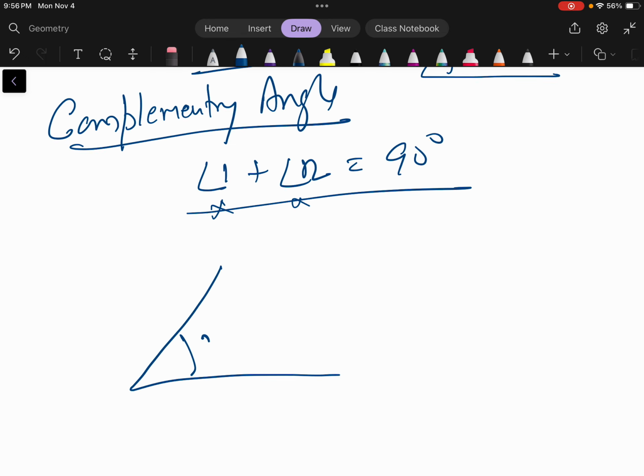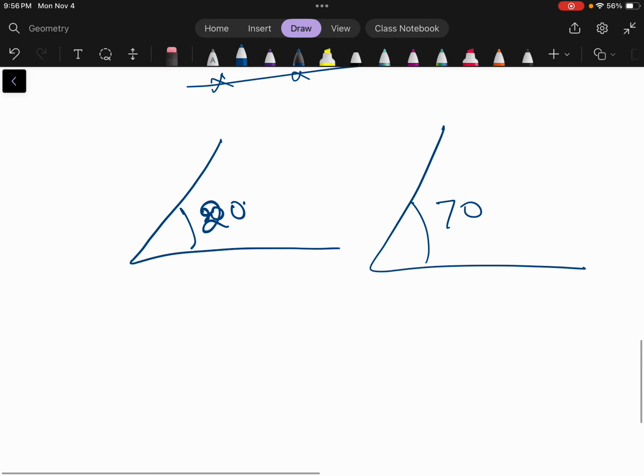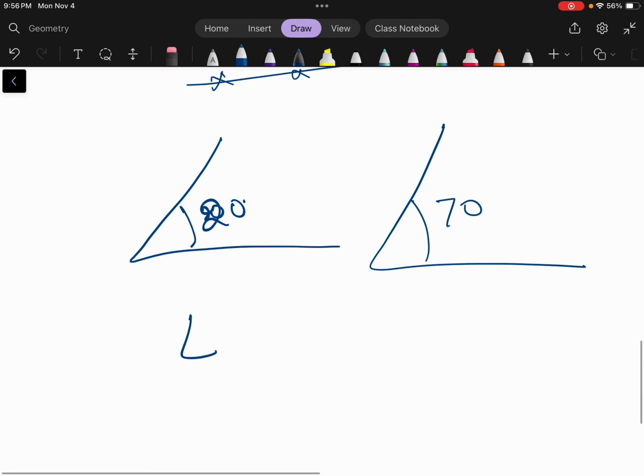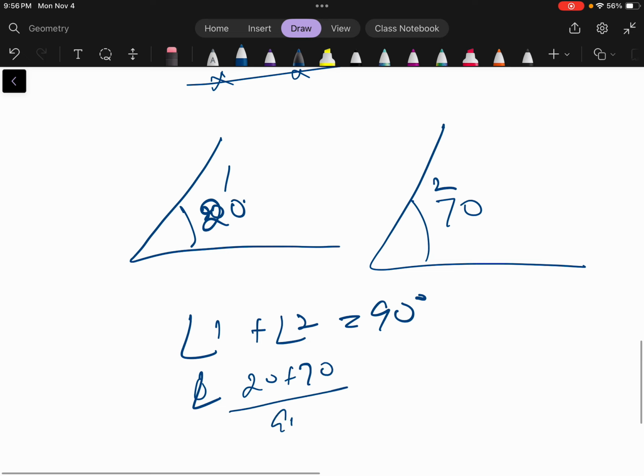Let's take an example. We have an angle of 20 degrees, and another angle of 70 degrees. Both these angles are complementary angles. Why are they known as complementary? Because angle 1 plus angle 2 is 90 degrees, since this is 20 degrees and this is 70 degrees, and the sum is 90 degrees. So we can say both these angles are complementary.